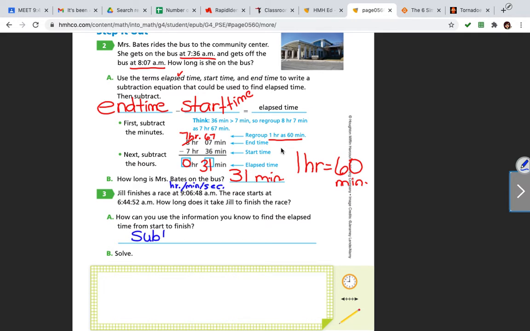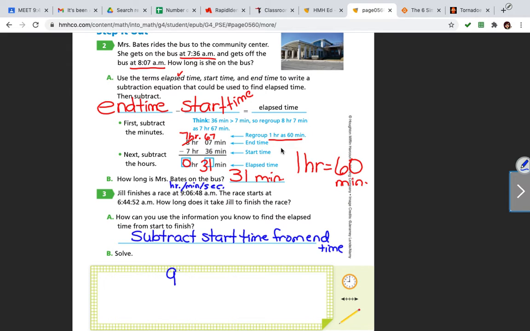Subtract start time from the end time. So we're going to subtract 6 hours, 44 minutes, 52 seconds. We're going to subtract that from 9 hours, 6 minutes, and 48 seconds. Let me write it here so you know what I'm saying.